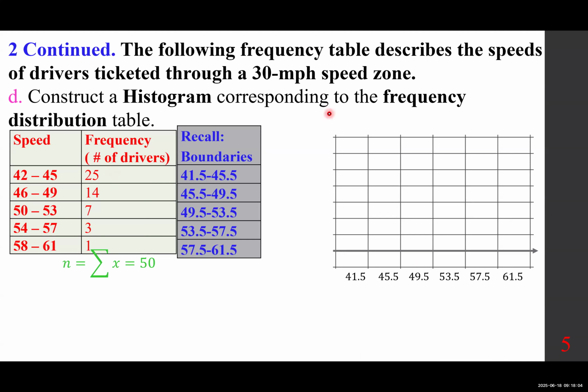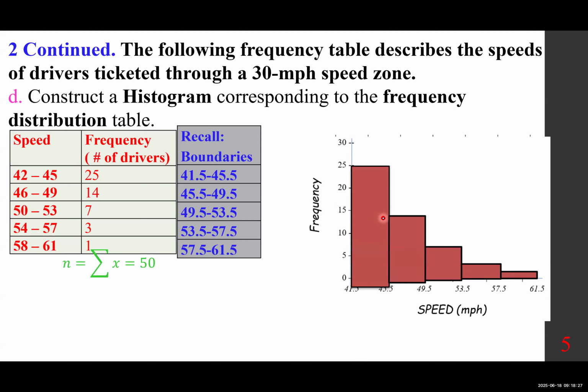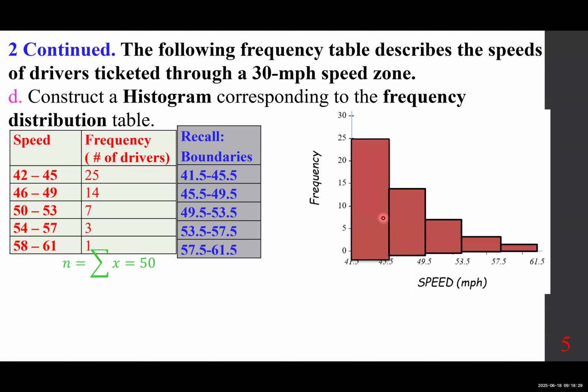So on the vertical axis, we're going to put the frequency. For the sake of argument, from 41.5 to 45.5, we're going to put 25. Okay, so it goes here. And then the next one is 14, goes down, and so on and so forth. So it looks something like this, everybody.